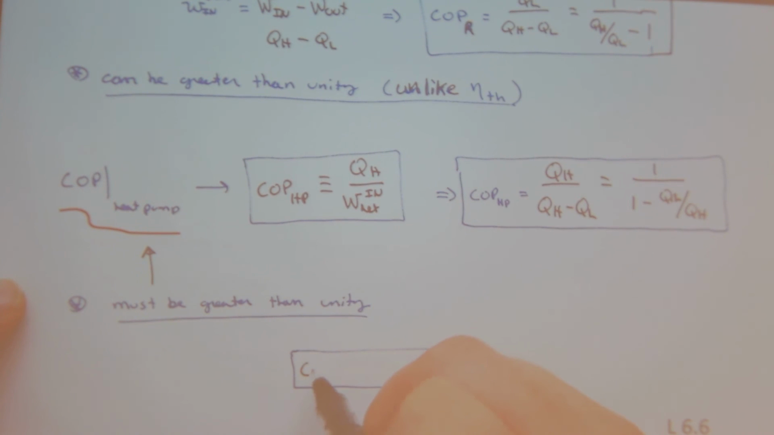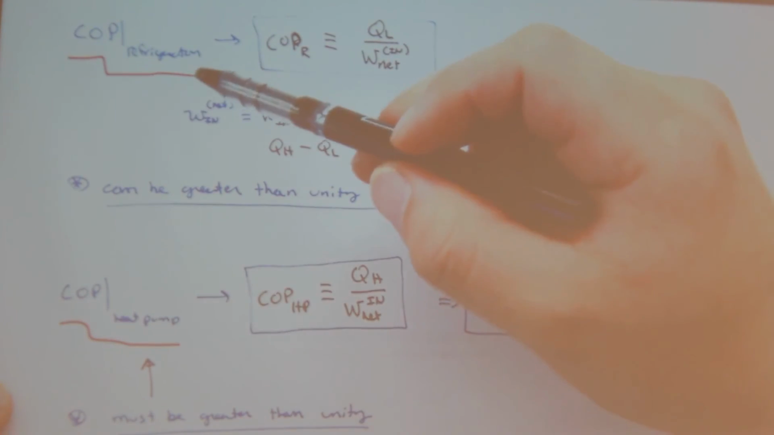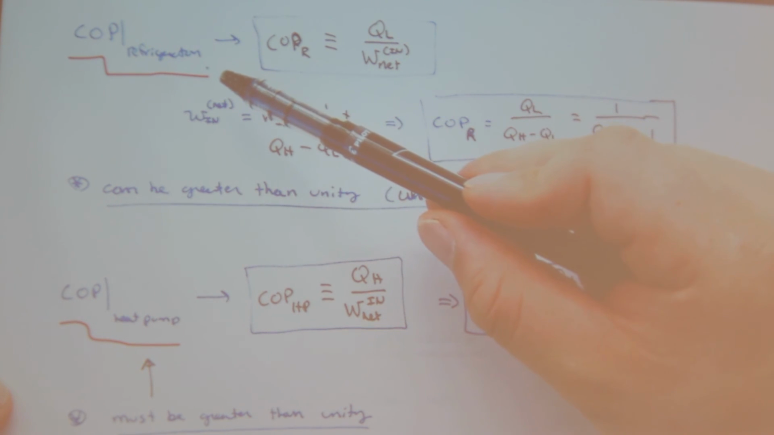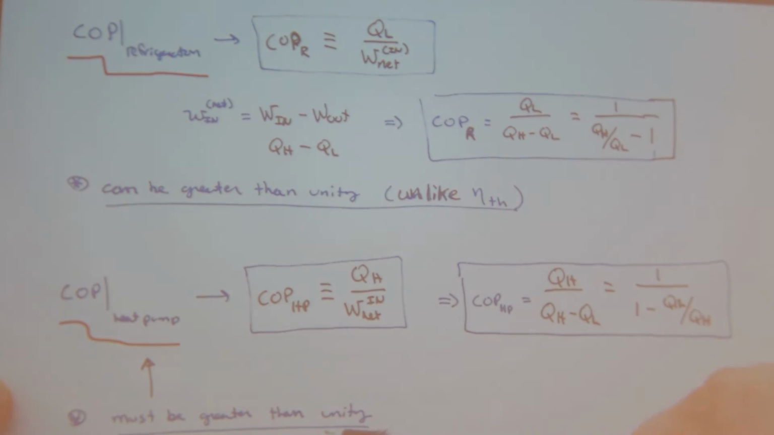And I can relate the coefficient of performance of a heat pump to the coefficient of performance of a refrigerator. So the coefficient of performance of my refrigerator has to be greater than 0. For a heat pump, it has to be greater than 1.